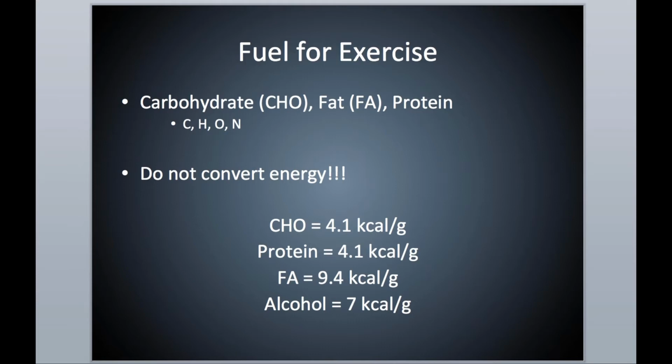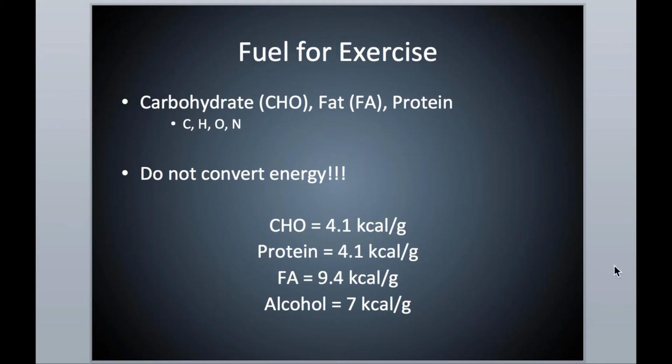All right, so the fuel for exercise. Kind of discussed at least 3 of these prior here: carbohydrates, fats, and protein. And you can see the abbreviations there. Carbohydrates a lot of times is abbreviated capital CHO, and fats, you will see it as FA or FFA, basically meaning free fatty acids or fatty acids. And then you have protein. So those are the three big ones.